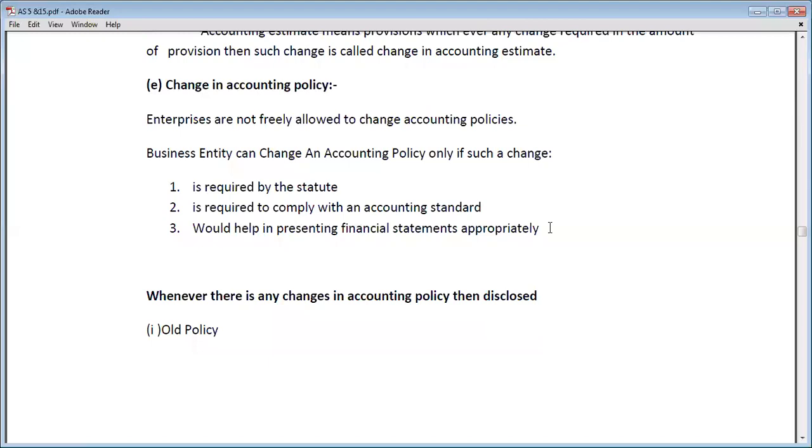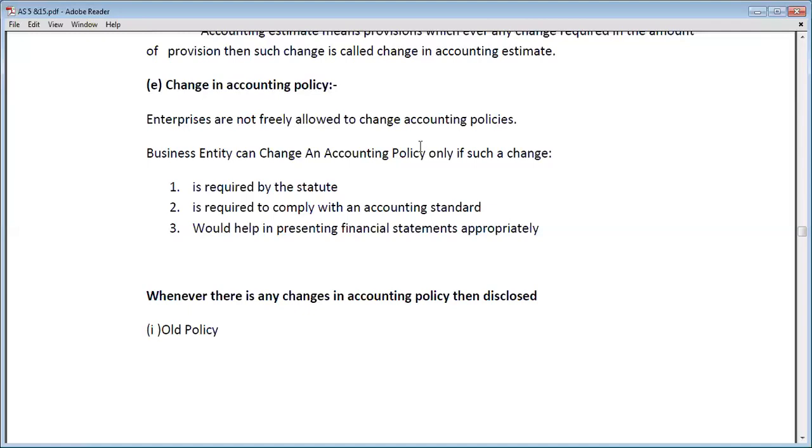Otherwise, in any other situation, you are not allowed to change the accounting policy. Okay, so only in these three conditions can you change your accounting policies. In any other condition, you cannot change your accounting policies.